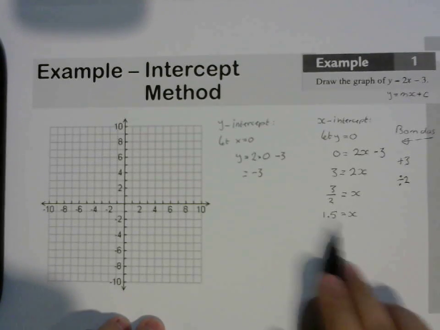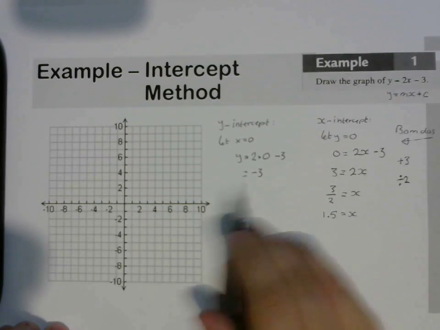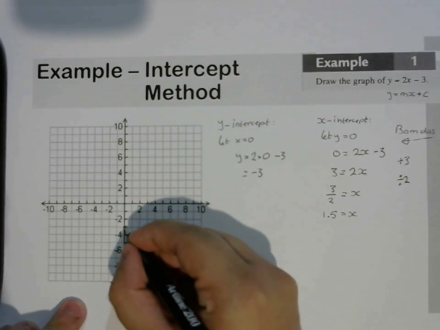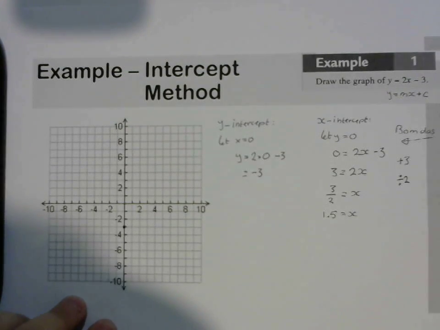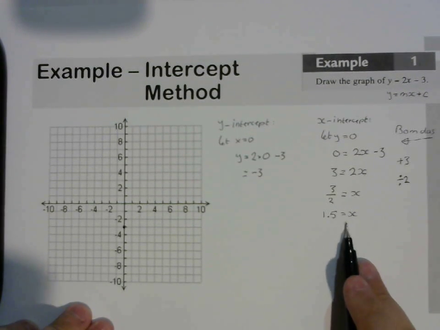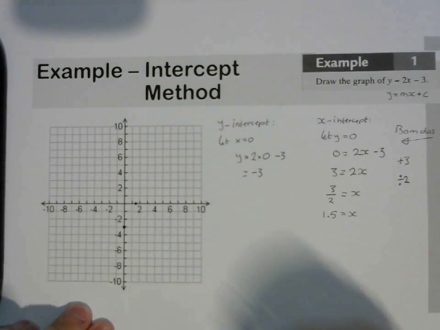Now I'm going to take both of these values and I'm going to put them on my graph. So my y-intercept is minus 3, so I'm going to plot my y-intercept. And my x-intercept is 1.5, so I'm going to find 1.5 and plot that point.